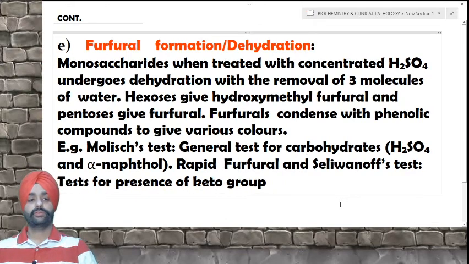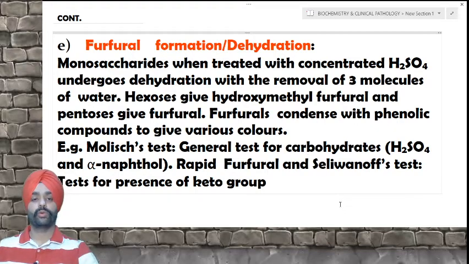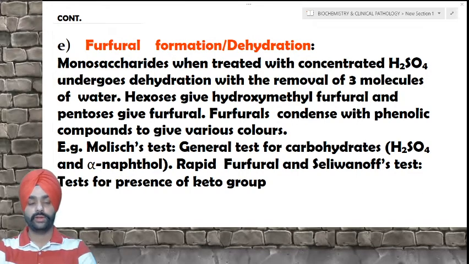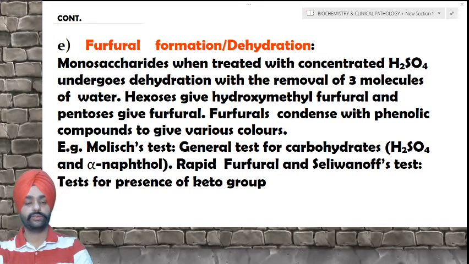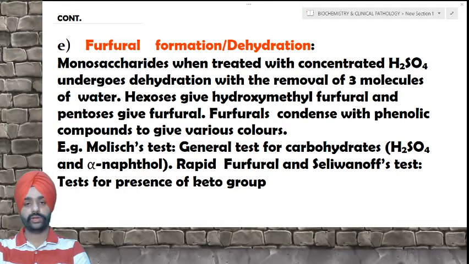Now, the next one is formation of furfural or dehydration. Monosaccharides, when treated with concentrated sulfuric acid, undergo dehydration with removal of 3 molecules of water. Hexoses give hydroxymethyl furfural and pentoses give furfural only. These furfurals condense with phenolic compounds to give various colors.